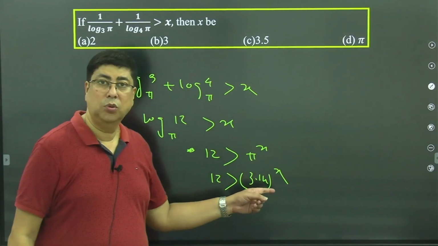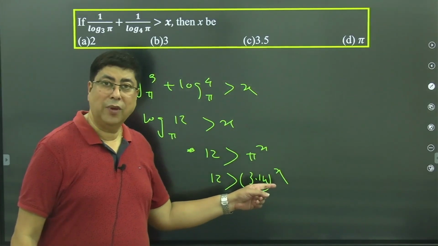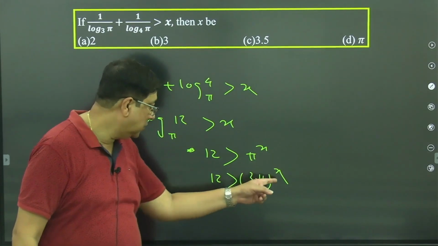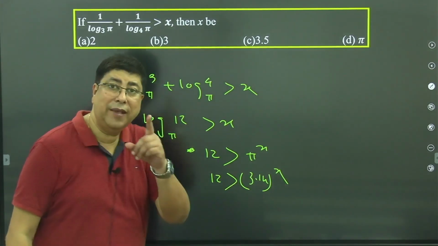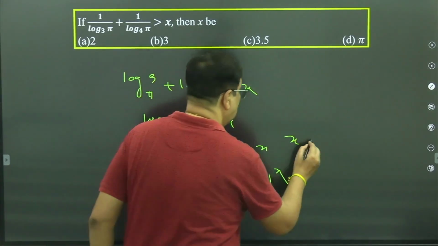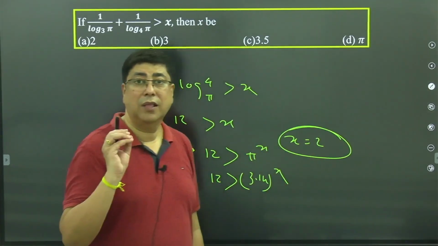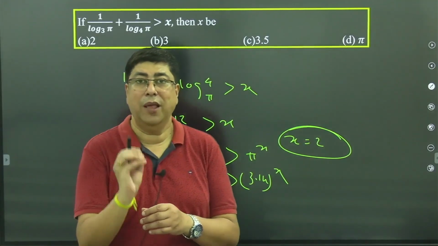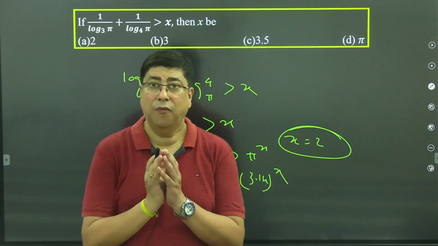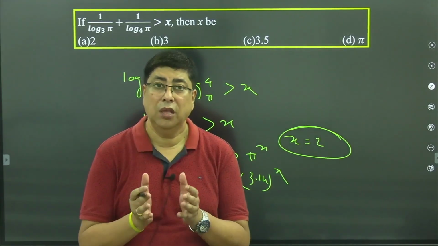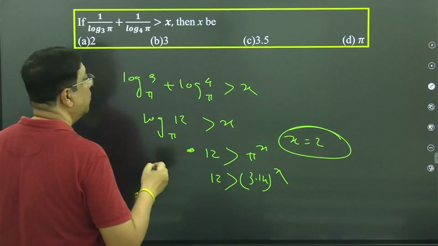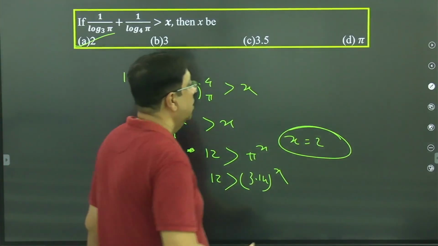If x is 2, then pi square is actually 9 point something, 9.7. So if x is 2, then it is getting satisfied. But if x is 3, it is not getting satisfied, therefore x equal to 2. In this way, sometimes without calculation, apply your mental ability. Think a little and solve the sum. For entrance examinations you have to think and analyze, that is the most important. The answer is the first option. Let's go to the next sum.